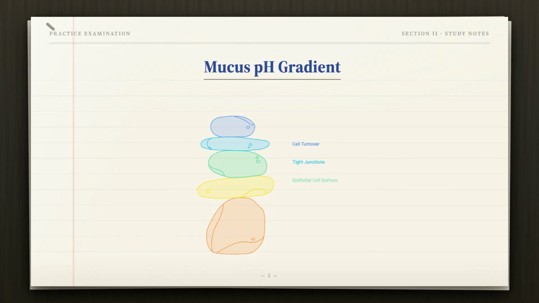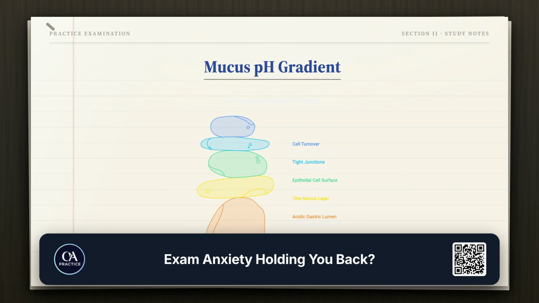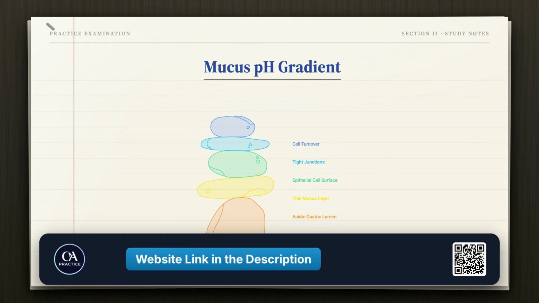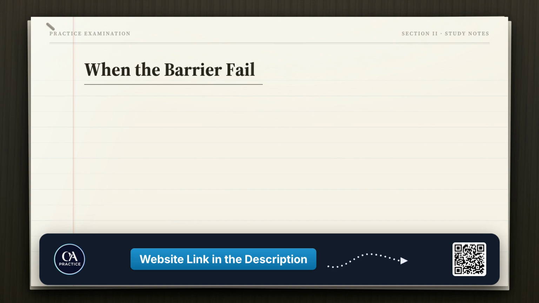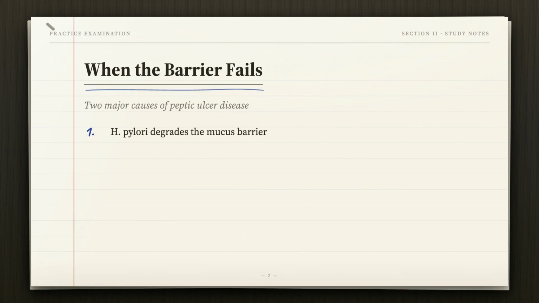The mucus is not just a coating. It traps bicarbonate against the cell surface, creating a steep pH gradient from around 1.5 in the lumen to nearly neutral, right at the epithelium, just microns away. Peptic ulcers arise when this barrier is undermined. Helicobacter pylori burrows into the mucus and degrades it from within, while chronic NSAID use suppresses prostaglandins, the signals that maintain mucus and blood flow.